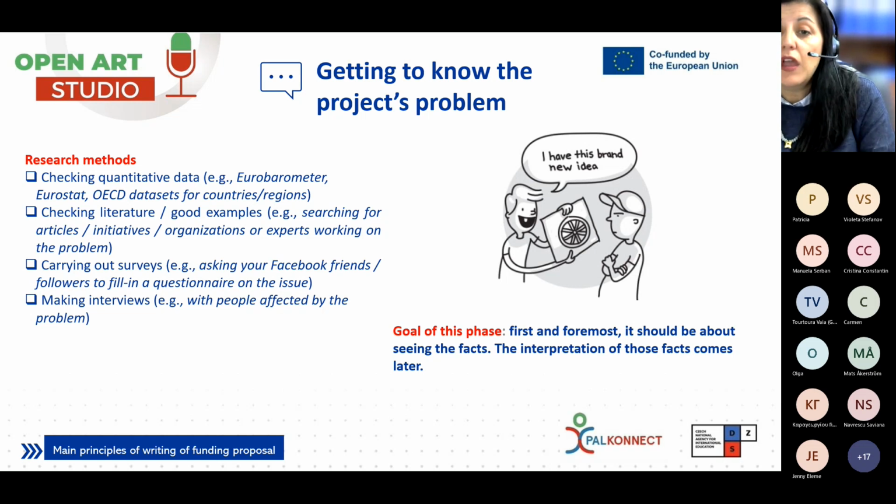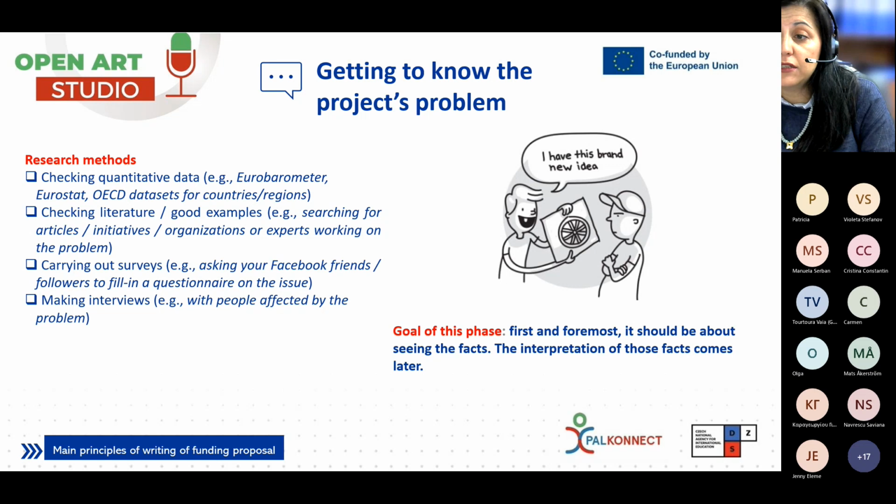Do not confuse them. We are using different research methods, like checking quantitative data, like in the Eurobarometer, Eurostat, and different databases for the countries and the regions. Checking literature for good examples, searching for articles, initiatives, organizations, experts working on this problem. Carrying out a survey, so asking your Facebook friends and followers to fill in a questionnaire on the issue. Making interviews with people affected by the problem.